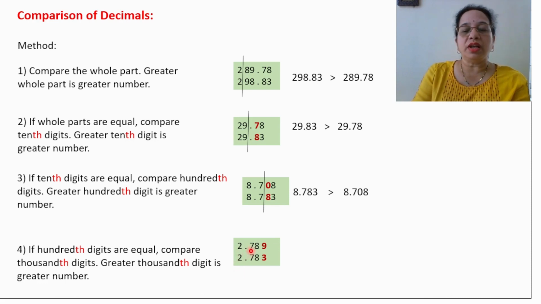Then we go for the next digit, tens place digit, 7 and 7, this is same. We will go for hundreds place digit, 8 and 8, this is same. Then we will go for thousands place digit. See, I am using thousands, because that is in decimal part. So 9 and 3, which one is greater? 9 is greater. So 2.789 will be greater than 2.783.